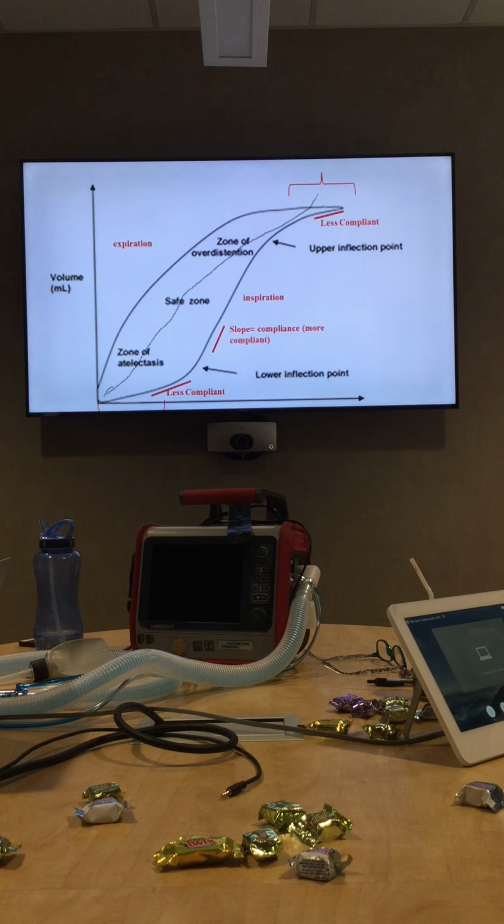Closing capacity happens at the point in the smaller airways just before they close. That means we're past the point of FRC, which is not really where I want to be with my ventilation. When I start causing more harm by giving too much pressure, you're not going to want to distend that. So you have what they call inflection points. You have a lower inflection point and a higher inflection point.